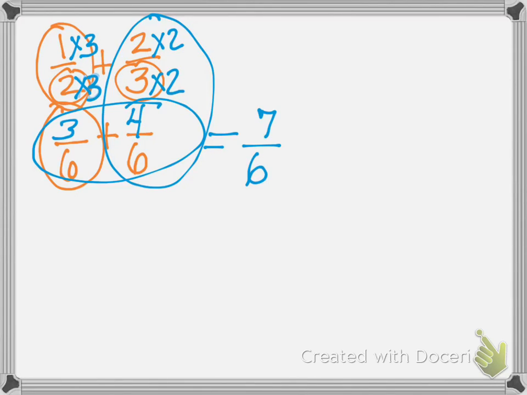So how many times can 6 go into 7? It can go in 1 time. Our denominator stays the same. We have 1 left over. 1 and 1/6, and 1/6 is already in simplest form. So we are done with that one.